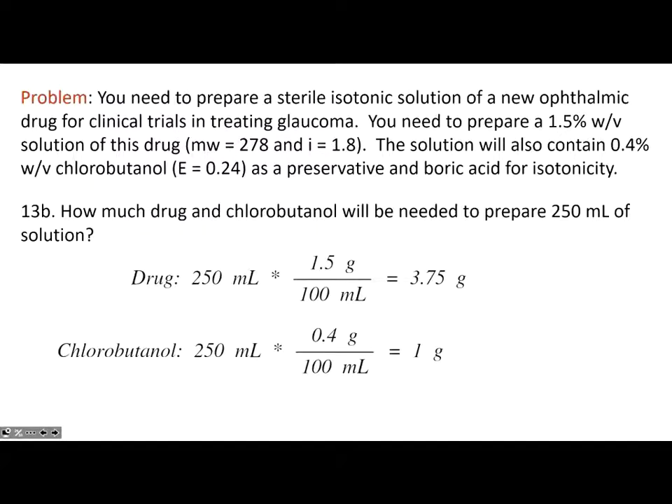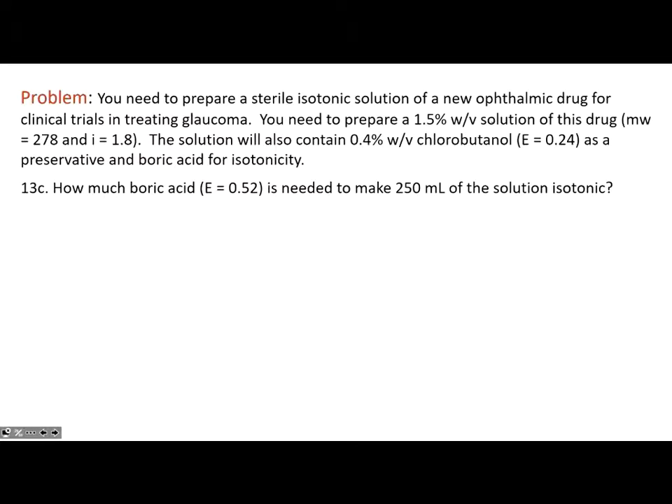Why do I need to know the weight of the drugs actually in the solution? So I can determine how much sodium chloride they will mimic in terms of isotonicity, because the next question says, all right, use these E values and use boric acid to determine how much boric acid you need to make the final solution isotonic, all right?